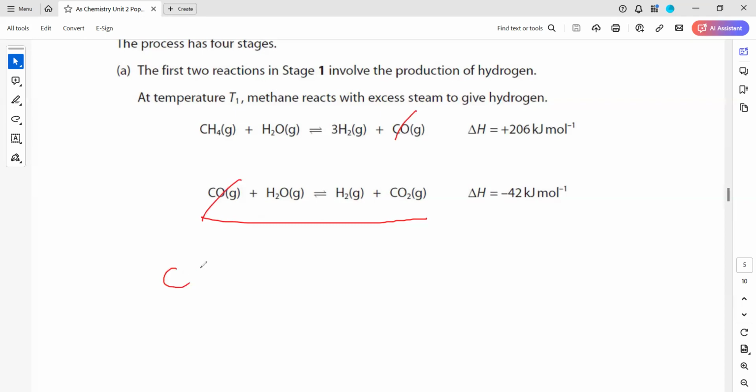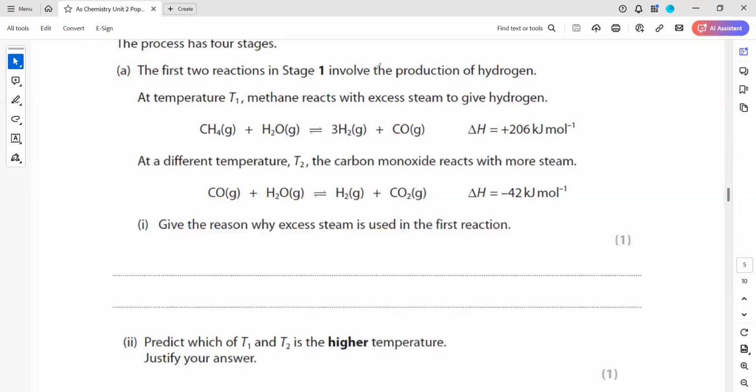CH4 is left, nothing to cancel out with CH4. H2 and H2O are on the same side, so we add them. H2 and 3H2 gives 4H2. And the other is cancelled, so we are left with carbon dioxide. So this is the overall equation. We have to add the two equations.